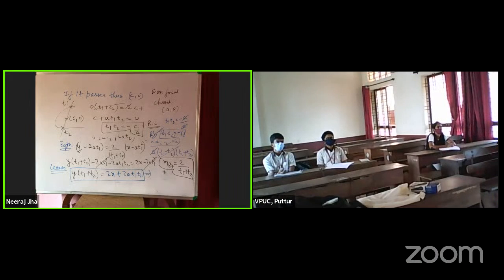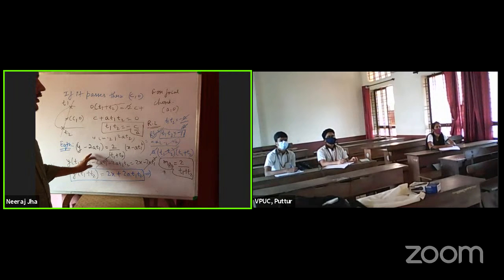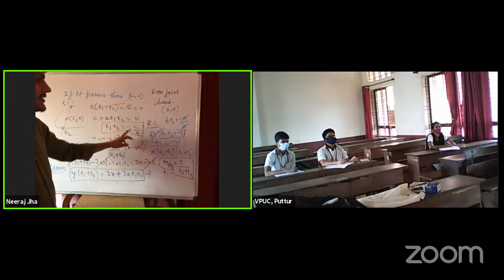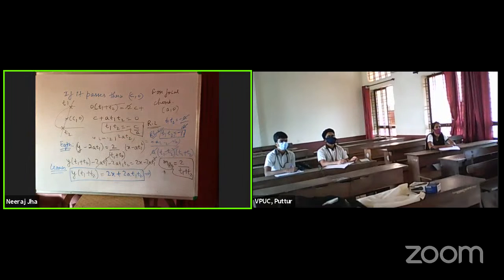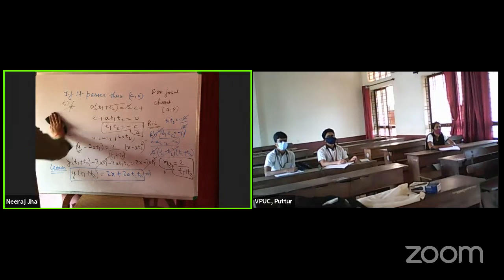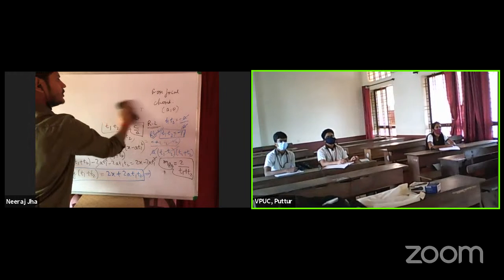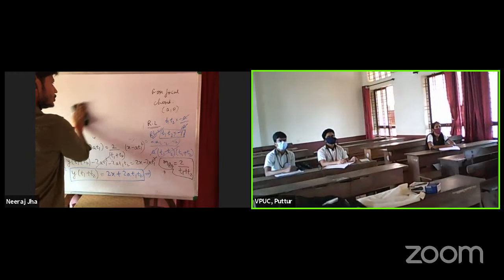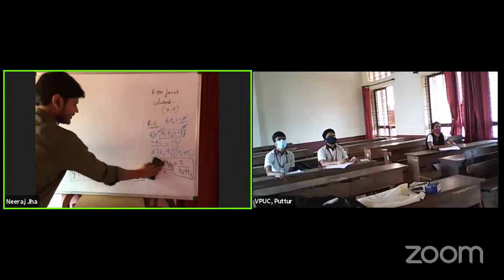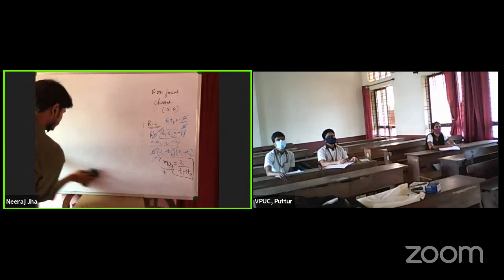Okay, I think there was some network issue over there. Okay, now all okay? So if this chord is passing through the focus, that is A comma 0, this T1 T2 will be minus 1. Let's do one question based on this. एक simple सा question करते हैं. Very simple question.